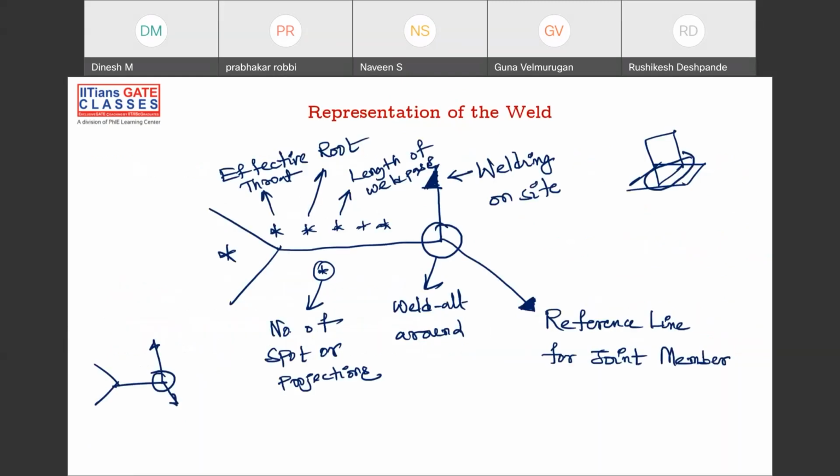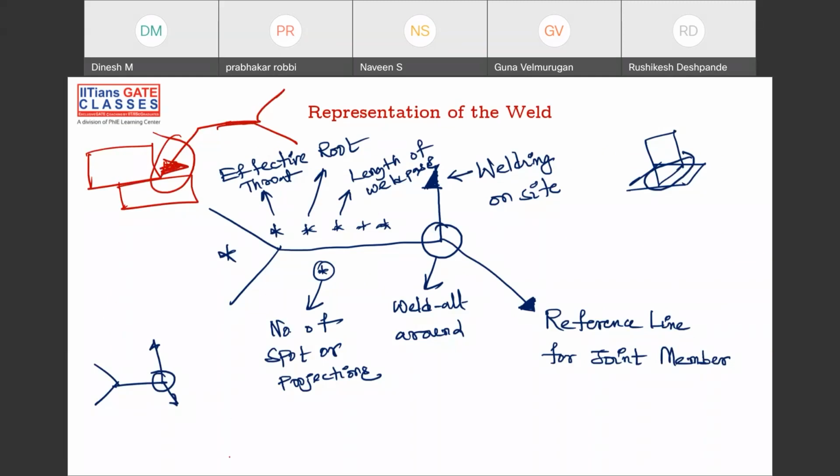That's it. And this is the representation of a weld. Sometimes a question can be asked in this area also. If you have engineering drawings, it will be something like this, and they'll take a line here and show like this. It means that you have to do welding here. They're saying that the welding is to be done here.